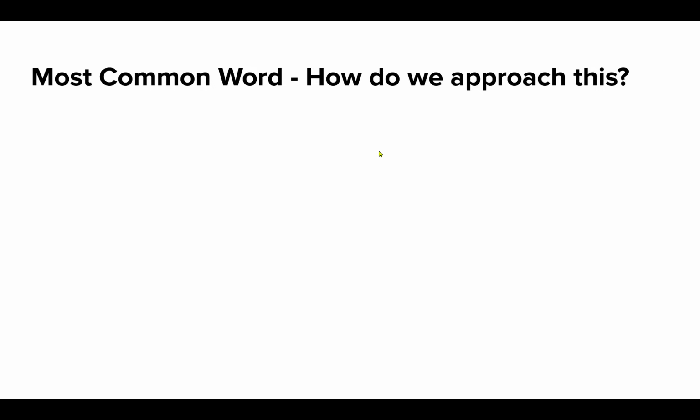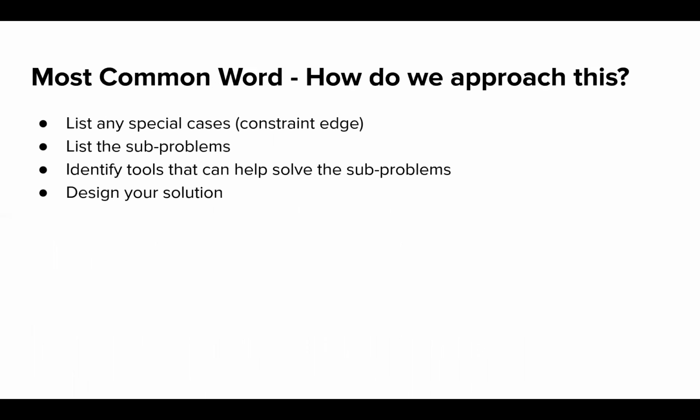All right, so here's a list of things that I came up with that might help approach this problem. First, I would list any special cases using the constraints that were listed in the problem statement. Then I would make a list of subproblems, the small things that I know I'm going to need to do for a solution that I could implement in many different ways. Then I'm going to start finding those individual ways that I could implement it.